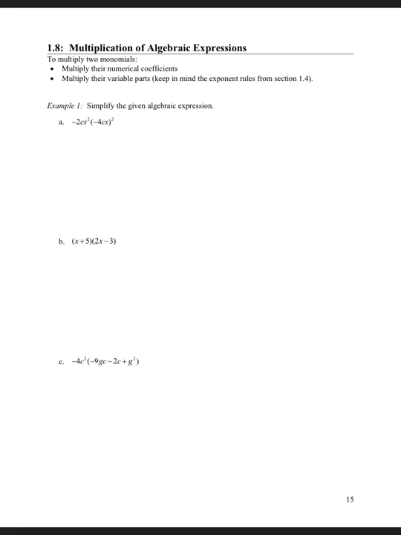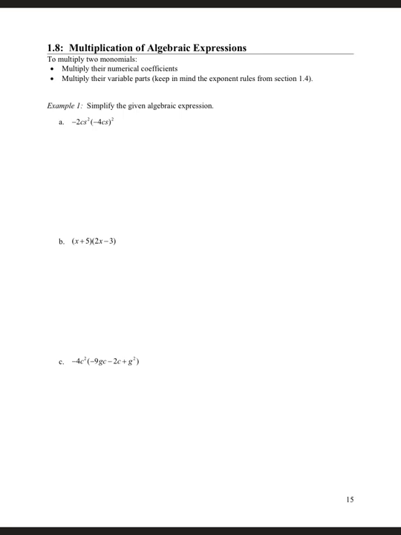Hi, in 1.8 we're multiplying algebraic expressions. In the last section we were adding and subtracting, now we are going to be multiplying. It says at the top to multiply two monomials. First thing we're doing is multiply their numerical coefficients, which is the number parts, and then multiply the variable parts. Keep in mind the exponent rules from section 1.4.